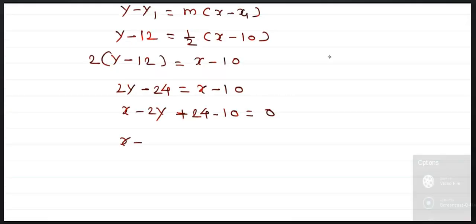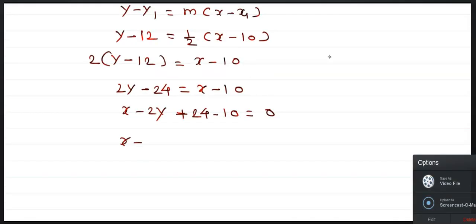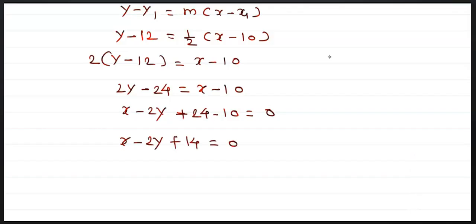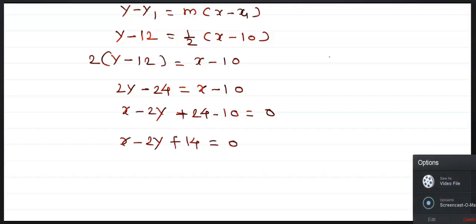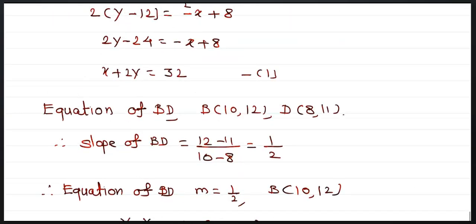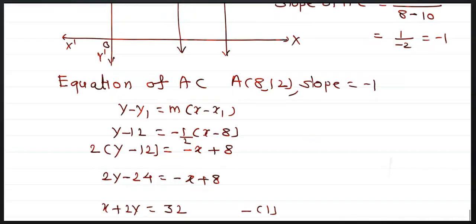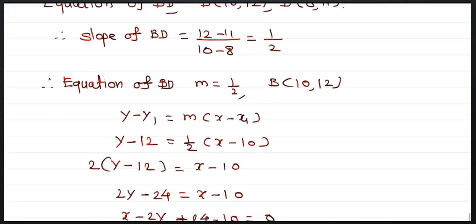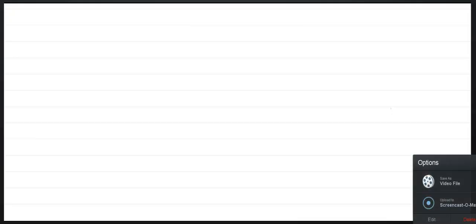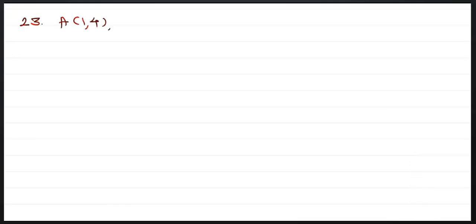x minus 2y plus 24 minus 10 is equal to 0. Therefore, x minus 2y plus 14 is equal to 0. This is the equation. Now next is question number 23.